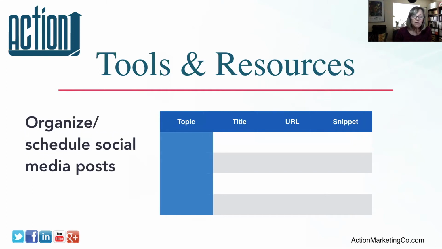Now, separately, you want to have your social media posts organized. So here you're going to break it down Monday, Tuesday, Wednesday, Thursday, Friday, whatever. You want to organize all your posts and have the topic, the title, the URL, and the little snippet. We like to have this separate from the content because ideally you're going to have one sheet per month for these posts. And also, you can take this sheet and upload it to some of the scheduling tools that we're going to look at right now.